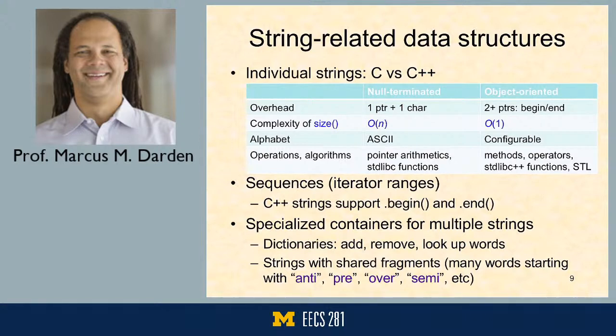So our overhead in a C-style string is fairly light. We've got one pointer to get us to the beginning. We have to have an address where things go. Then we've got all the bytes of our string, and then the additional null terminator at the end.